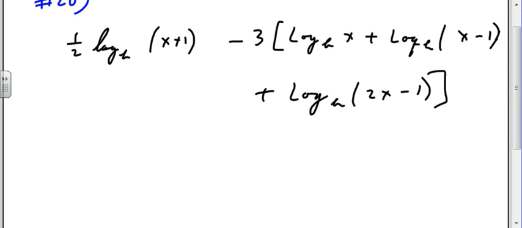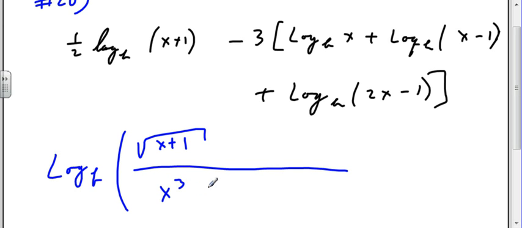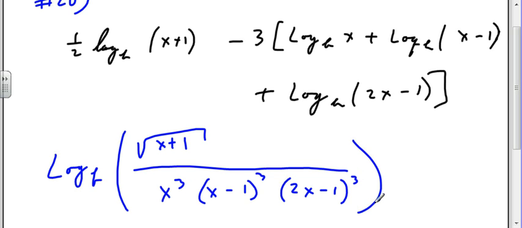All right, so I want one log. Okay, so I've got log base b of, I'll go with the square root of x plus 1. I've got a minus sign out there, so all this other stuff is going to go on the bottom. So I'm going to have an x cubed on the bottom, an x minus 1 cubed on the bottom, and a 2x minus 1 cubed on the bottom. On that first part, it's a half log base b.